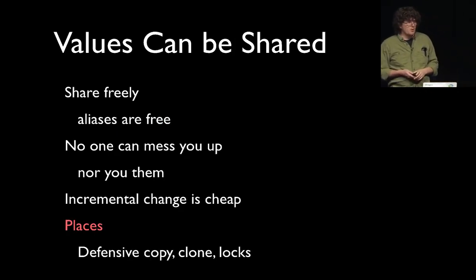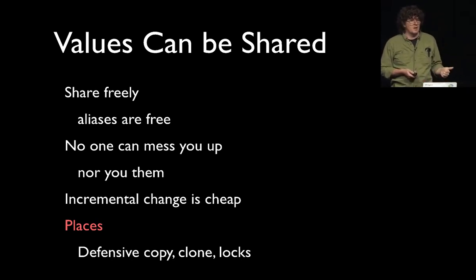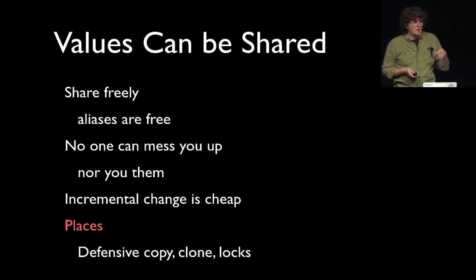So let's go through some properties of values and how they compare to places. The number one property is values can be shared. And they can be shared freely. And the way you share them is just by aliasing them, right? Because you know that they're immutable. If you ever encounter a value, you can just start using it.